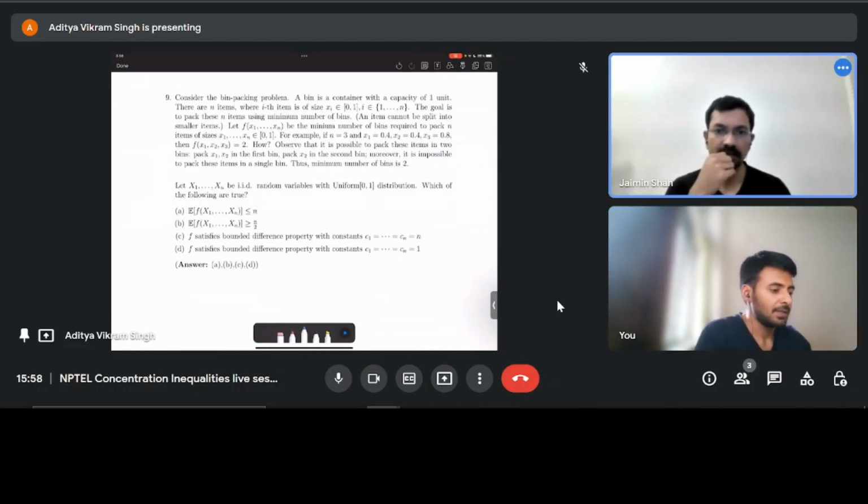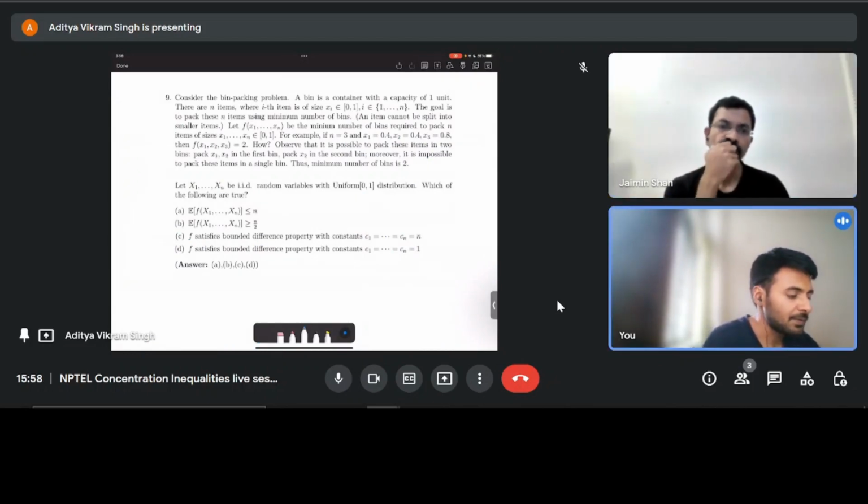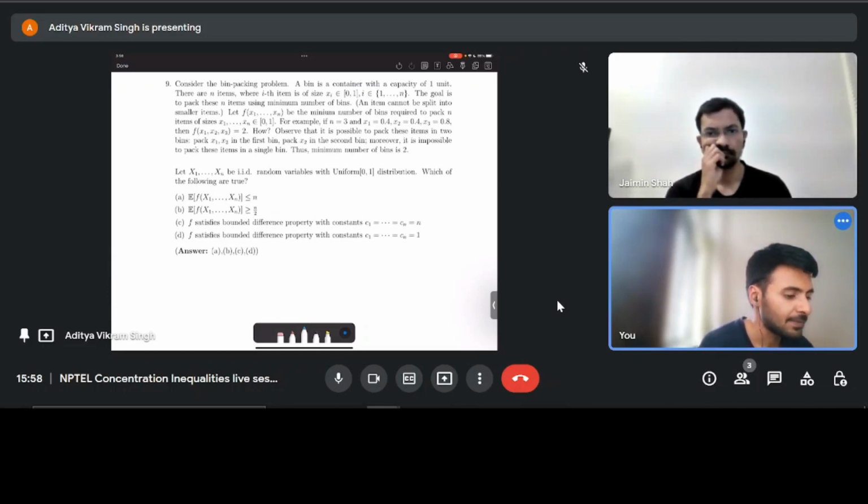So you have a bin packing problem. Each bin is of size 1, and the items are of size in the interval 0, comma 1. The goal is to pack these n items using the smallest number of bins. This is the bin packing problem, a big problem in computer science, and you need to come up with efficient algorithms for it. But we are in the stochastic setting. So let's see. This is how we define f.